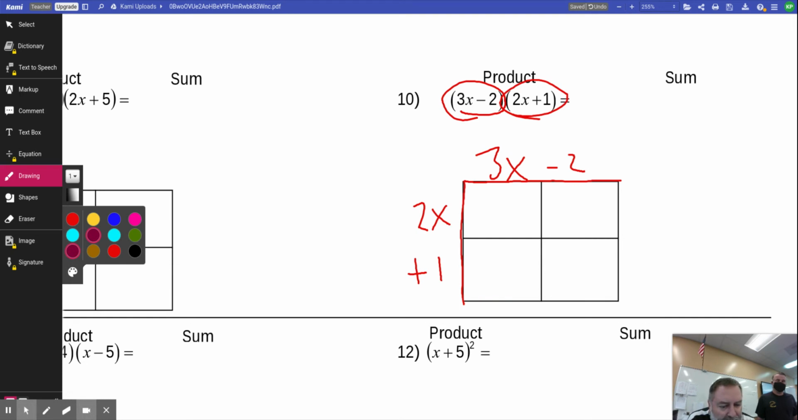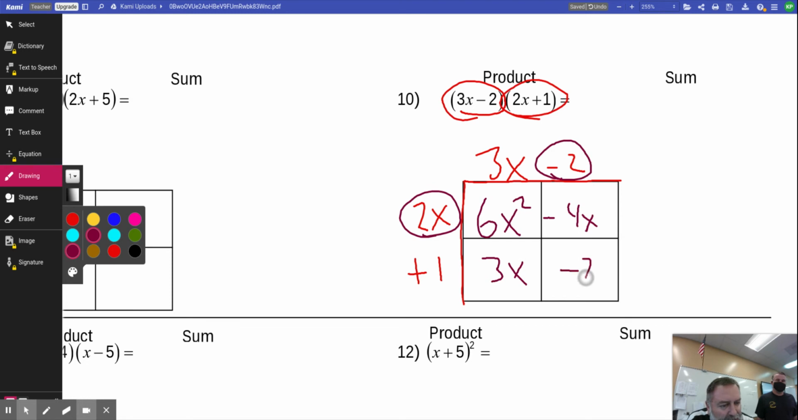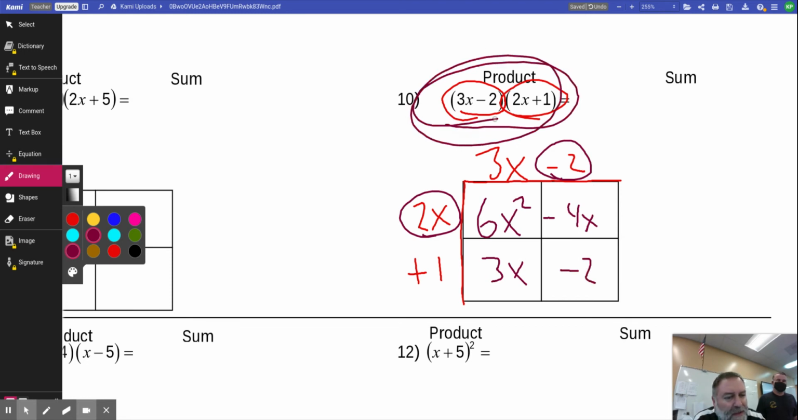2 times 3 is 6. x times x is x squared. Negative 2 times 2x is negative 4x. 3x times 1 is 3x. And 1 times negative 2 is negative 2. So I can rewrite these binomials as 6x squared, combine like terms, negative 1x minus 2.